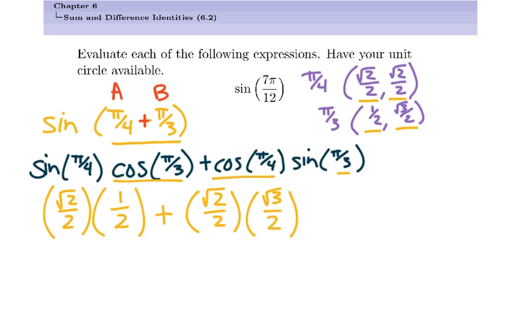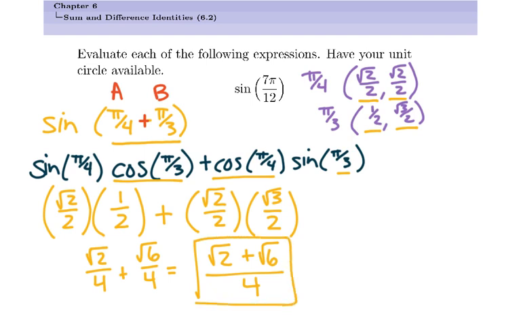Remember, why is it just the y value? Because your r is just 1, so it's really y divided by 1, so it's just going to be the y value. Now we're going to simplify, so we're going to get square root of 2 times 1 over 2 times 2, plus square root of 2 times square root of 3 over 2 times 2. And I can combine these because they have a common denominator.